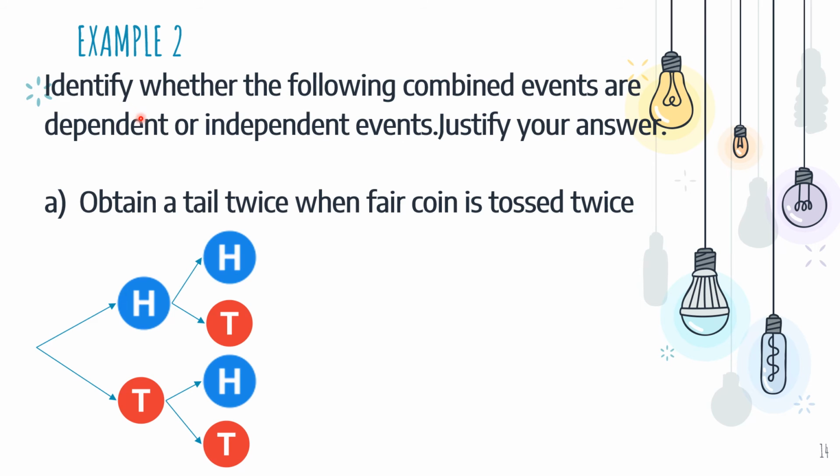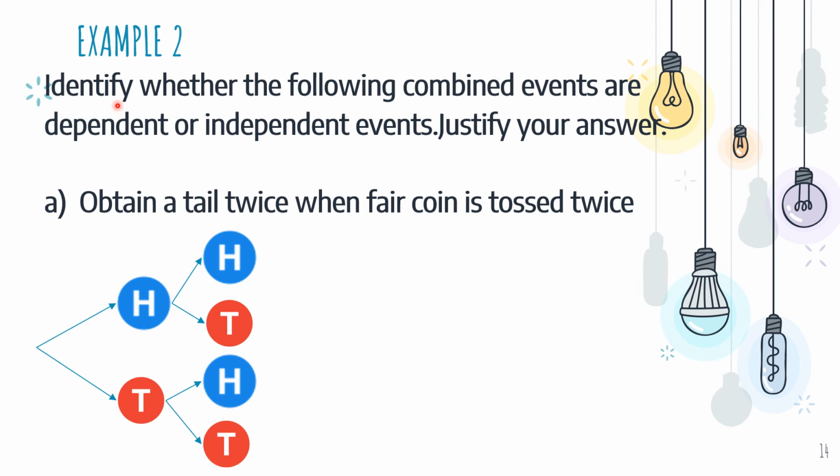Okay, we go to example 2. Identify whether the following combined events are dependent or independent events. Justify your answer. Okay, please give a reason why it is a dependent or independent event. Obtain the tail twice when a fair coin is tossed twice.